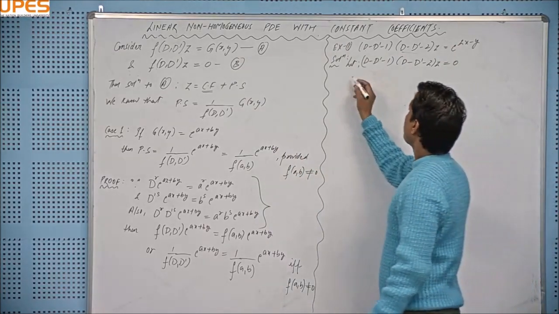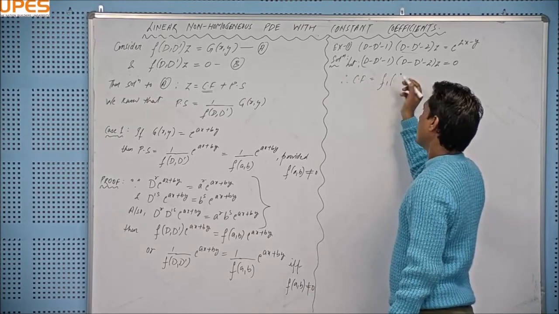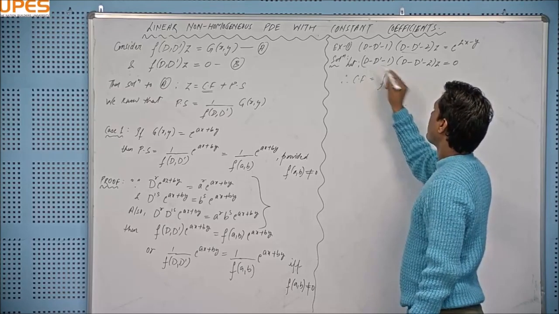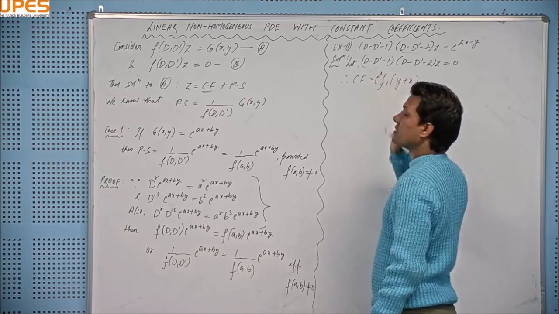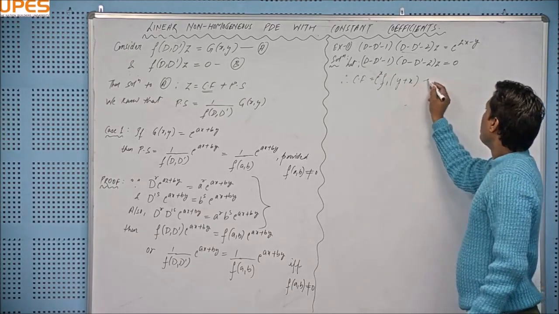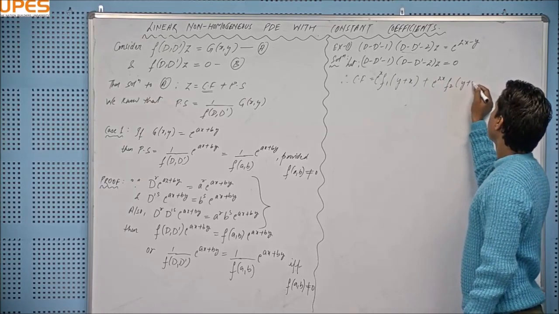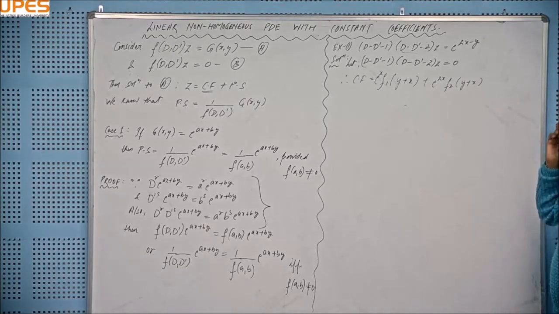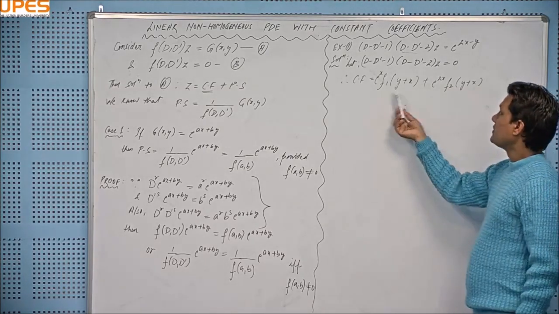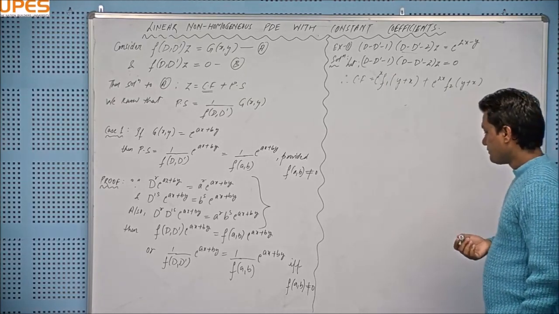So writing the complementary function for this, CF will be f1, and as you know, this becomes (y + x), and this goes here, e to the power x by 2, right? Plus e to the power 2x f2(y + x), right? Okay. And you see how many arbitrary functions are present? 2 arbitrary functions, because it is second order. So this is the complementary function.